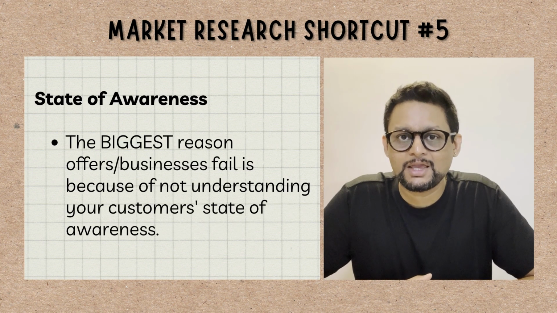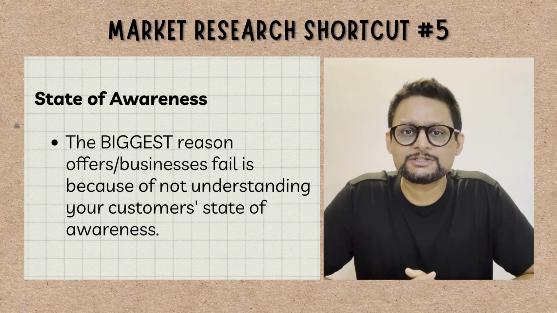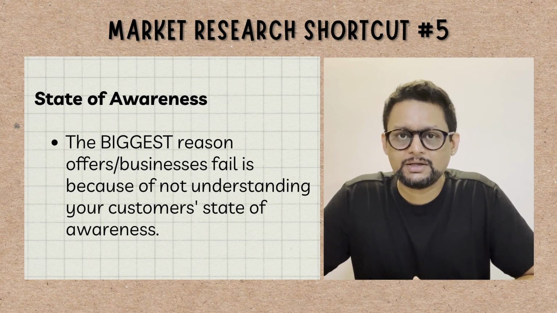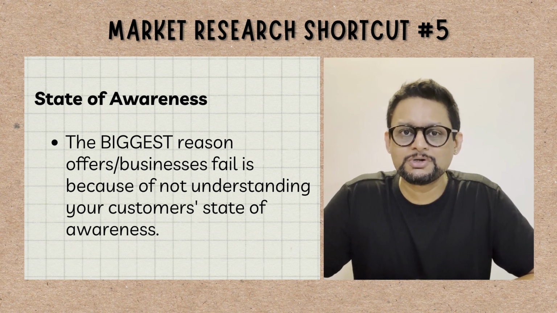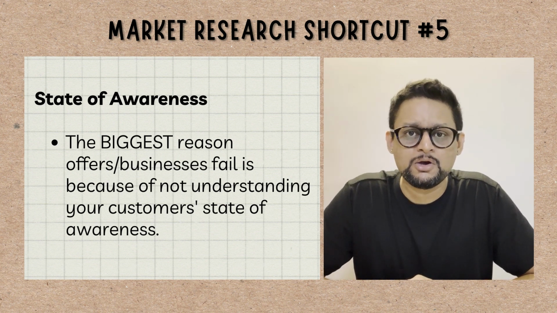Shortcut number 5 is the state of awareness. One of the biggest reasons why many businesses fail is because they overlook the shortcut when they try to put together their messaging. It's important that you understand where your customers are before you communicate something to them, because your customers are scanning the world around them with a certain perspective about their problems and their life.